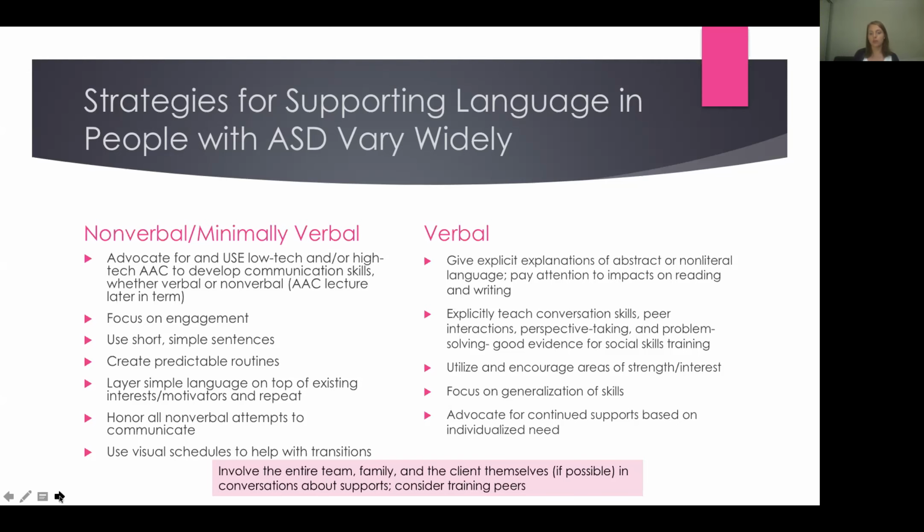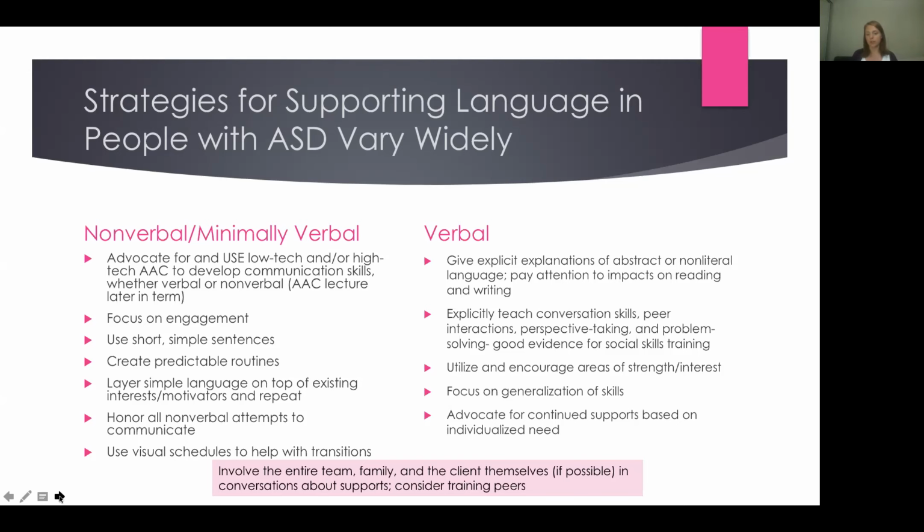Sometimes they need help with perspective taking, so they can get very focused on their own perspective, and it's hard for them to realize that other people have other ideas about things that aren't the same as theirs. And problem solving too. You will see some social skills programs that are designed for people who have autism, and there's really good evidence for these programs. Actually, they do seem to really help.